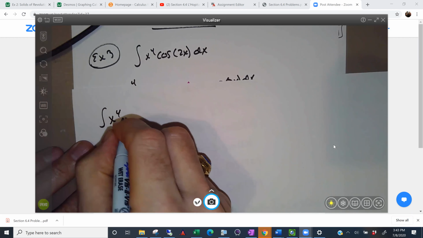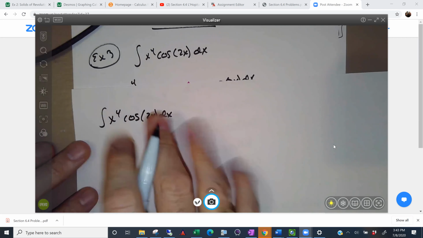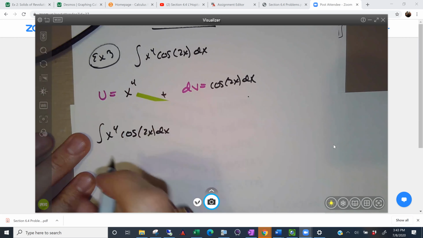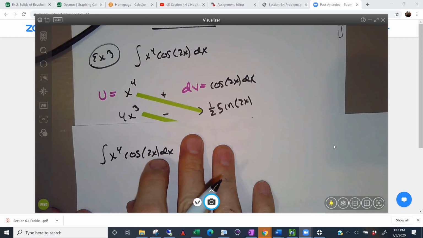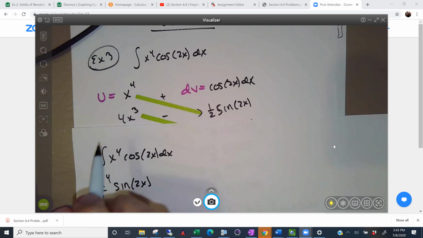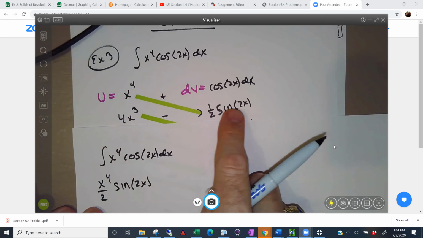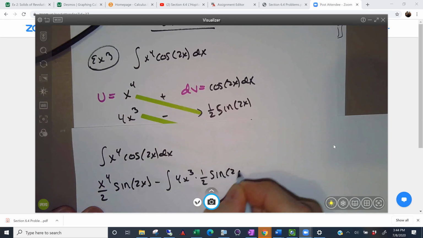x to the 4th. It's just painful. It really is. Cosine of 2x dx. So, our u and v work the same. So it's going to be, let's see, we got u times v. So it's going to be x to the 4th over 2 sine of 2x. And then we're going to have v du. So minus the integral of 4x cubed times 1/2 sine of 2x dx.